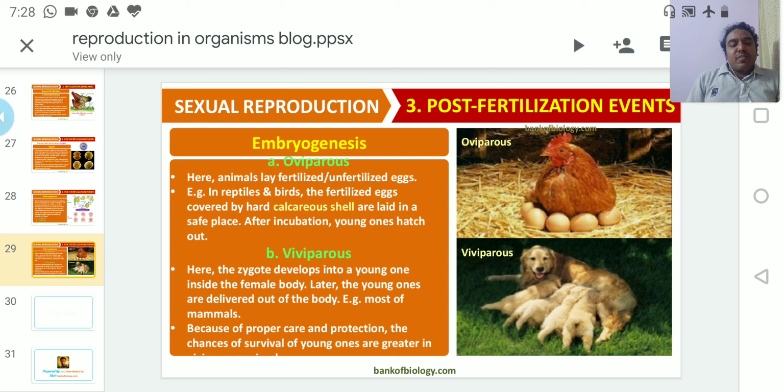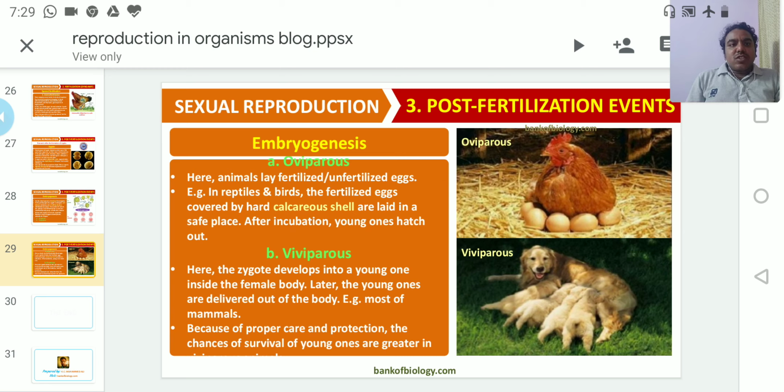The word itself indicates that in oviparous animals, they lay a fertilized or unfertilized egg. For example, in reptiles and birds, the fertilized eggs are covered by a hard calcareous, that is calcium carbonate, shell to protect them, and they are laid in a safe place. There is parental care, and after a particular period of incubation, the young ones hatch out. Oviparous means egg-laying animals, and the process is oviparity.